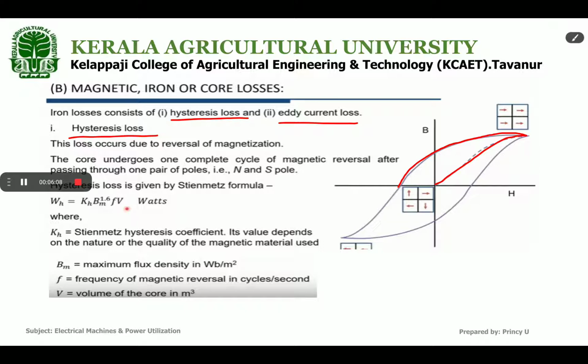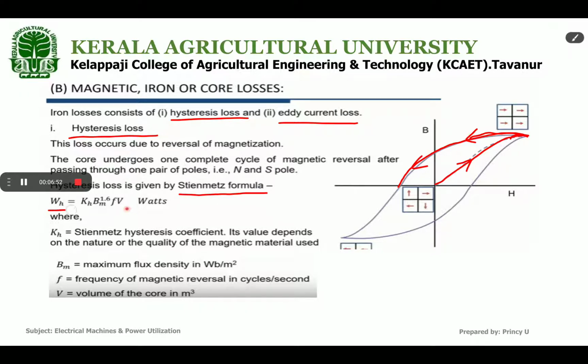We can see that the flux density B lags behind the magnetic field intensity H. When it is magnetized and approaches the maximum or saturation point, then when it is demagnetized, it goes through a path not the same as the initial path, it lags behind. So this loop is known as the hysteresis loop. The core undergoes one complete cycle of magnetic reversal after passing through one pair of poles, that is, north and south pole. Hysteresis loss is given by Steinmetz's formula.